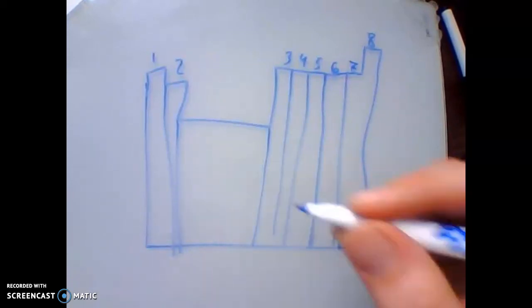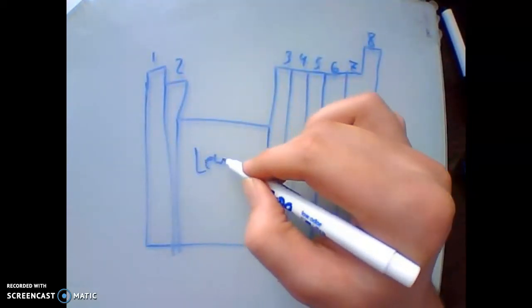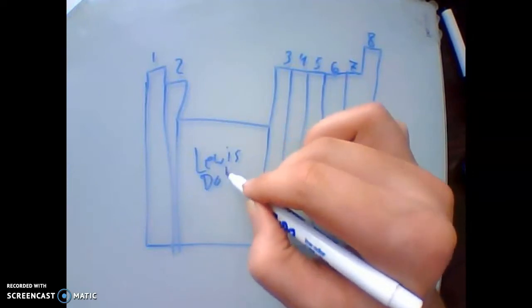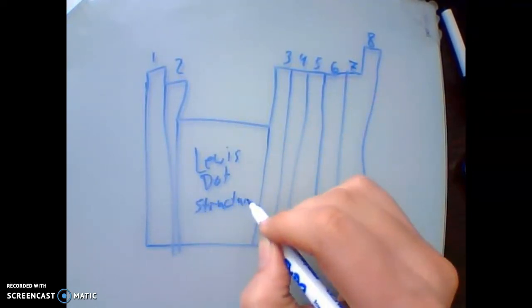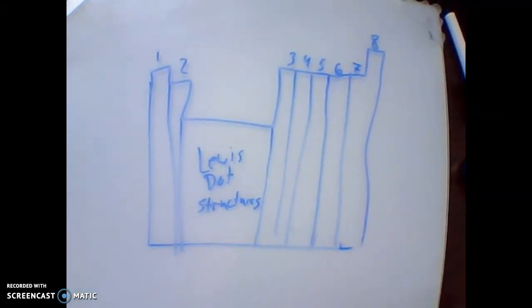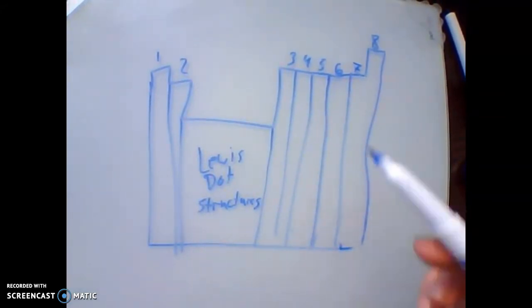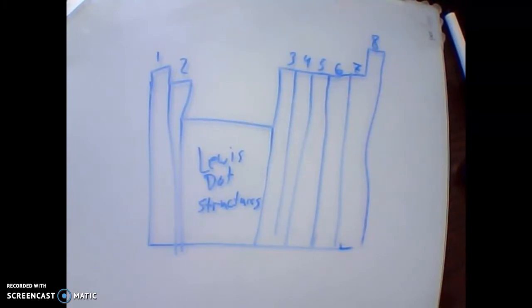Alrighty, so this video is about Lewis dot structures. I know I have a beautiful periodic table drawn here, but that is not what this video has to do with. I'm just using this because I don't have any of my periodic tables with me, so this is important for the Lewis dot structures.